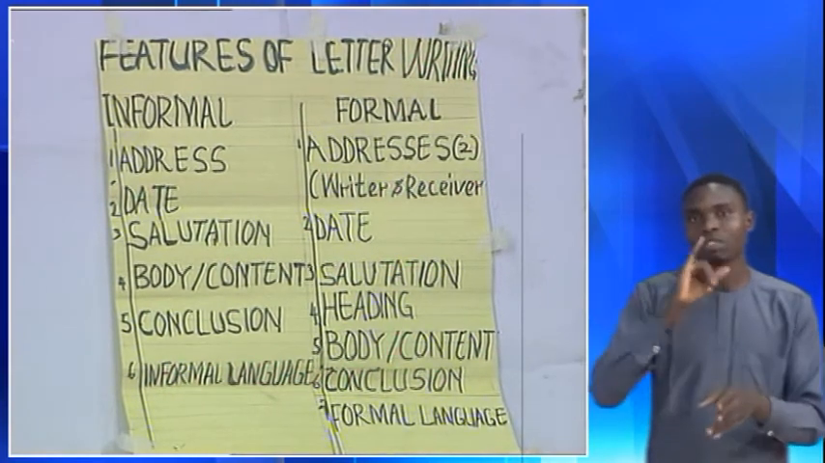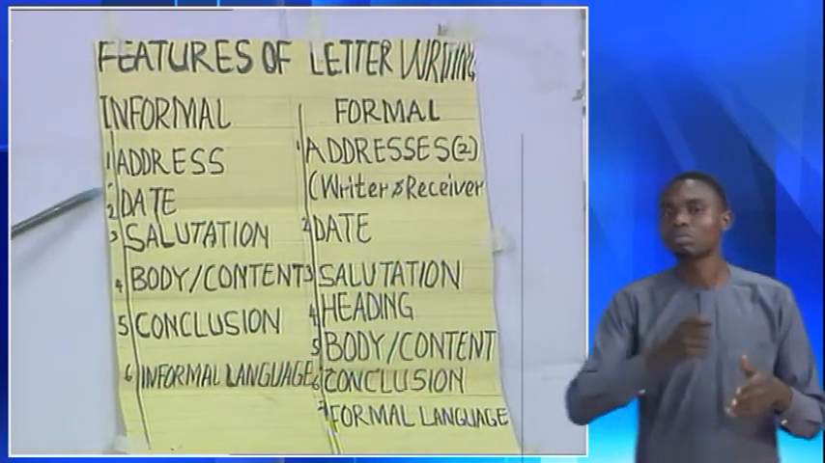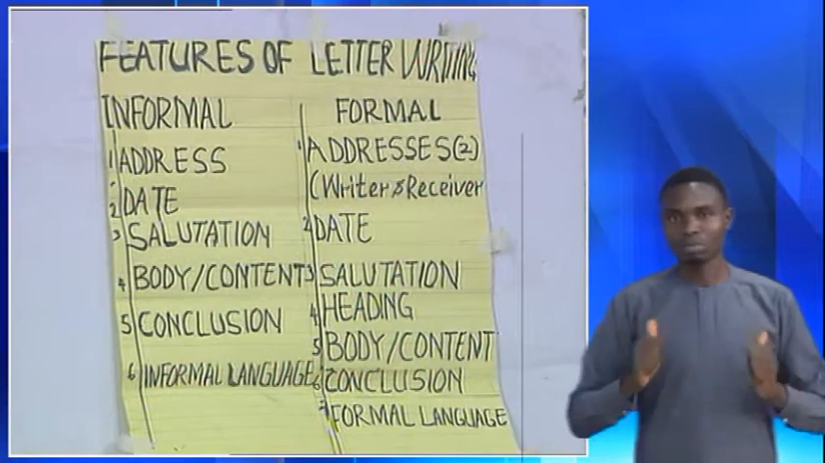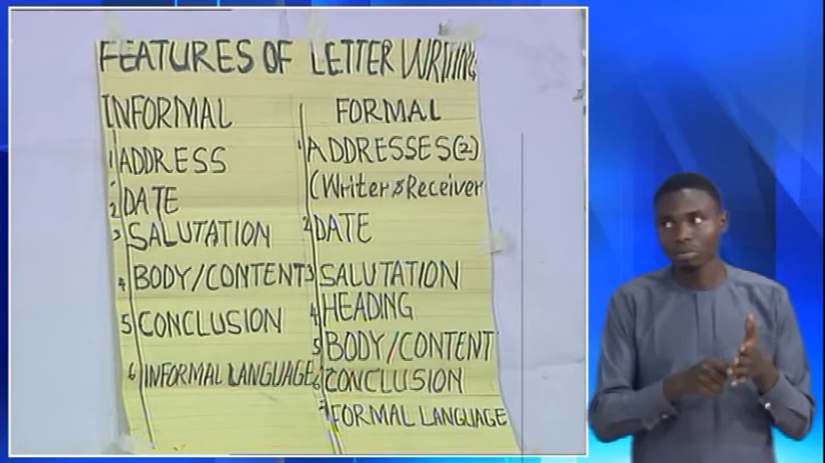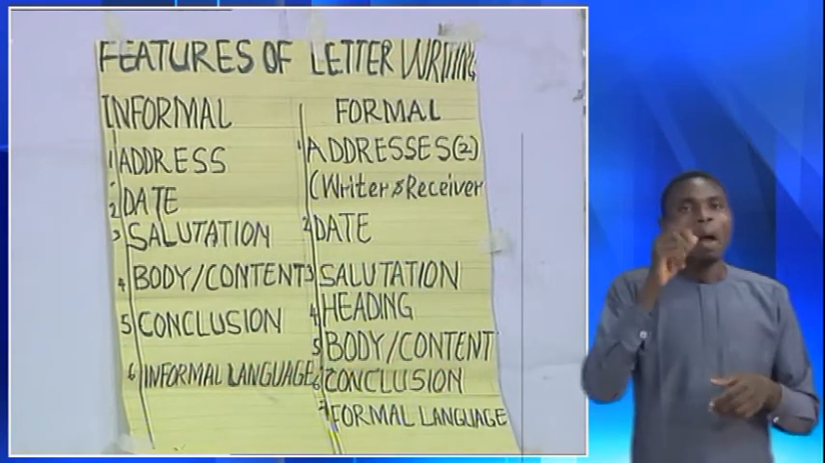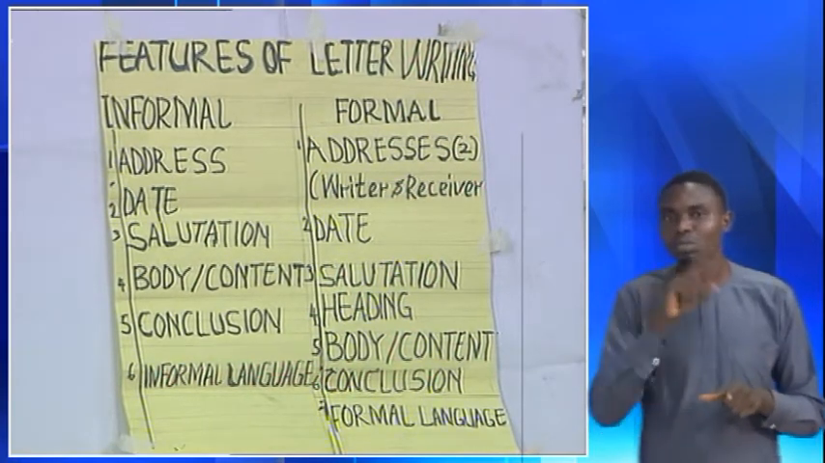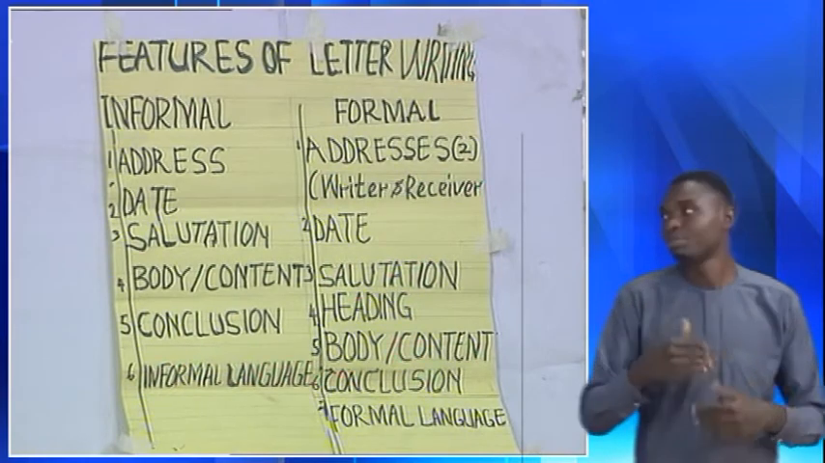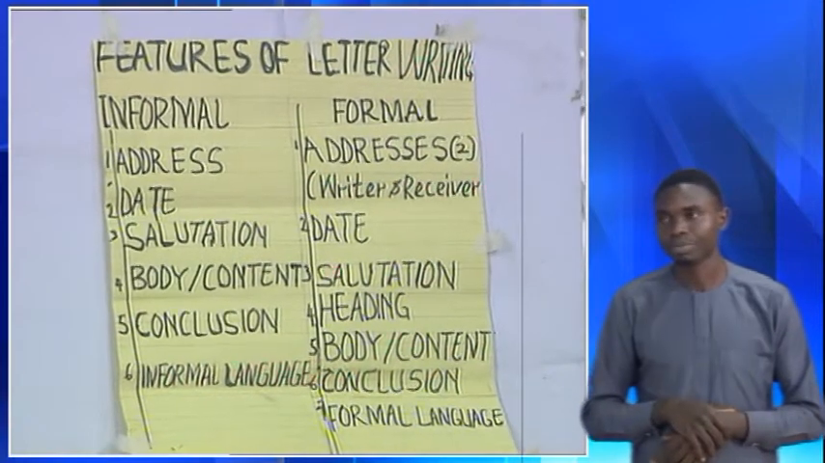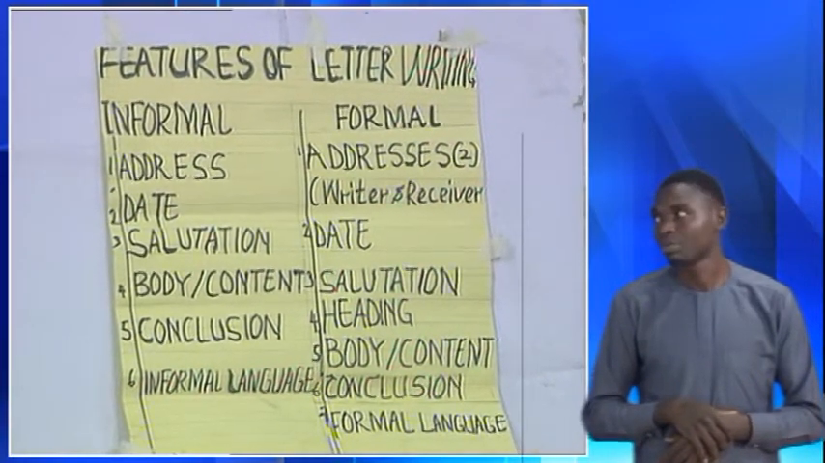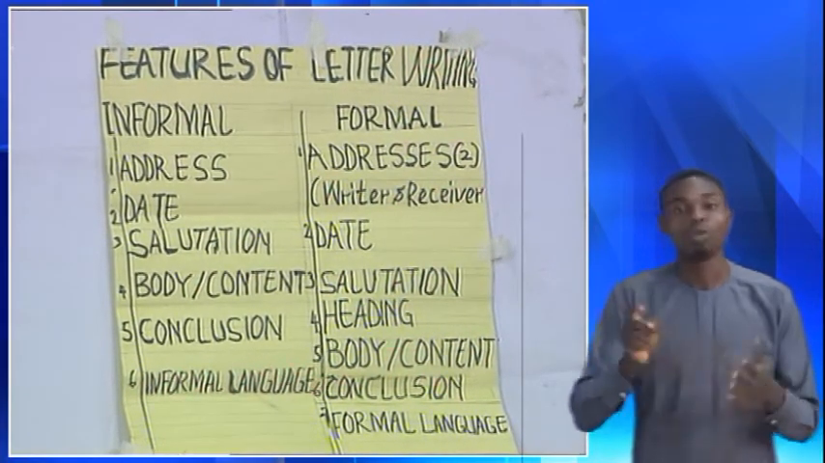The first column is for informal letter writing, that is, their characteristics. Under informal letter writing, the first item is the address, the writer's address. As a letter writer, if you want to write an informal letter, your first assignment is to write your address, your location, where you are writing the letter from. After that, the next item is the date. The date is not part of the address. It's a separate entity. When we go into details of how to write an informal letter, you will be more familiar with how to write the date.